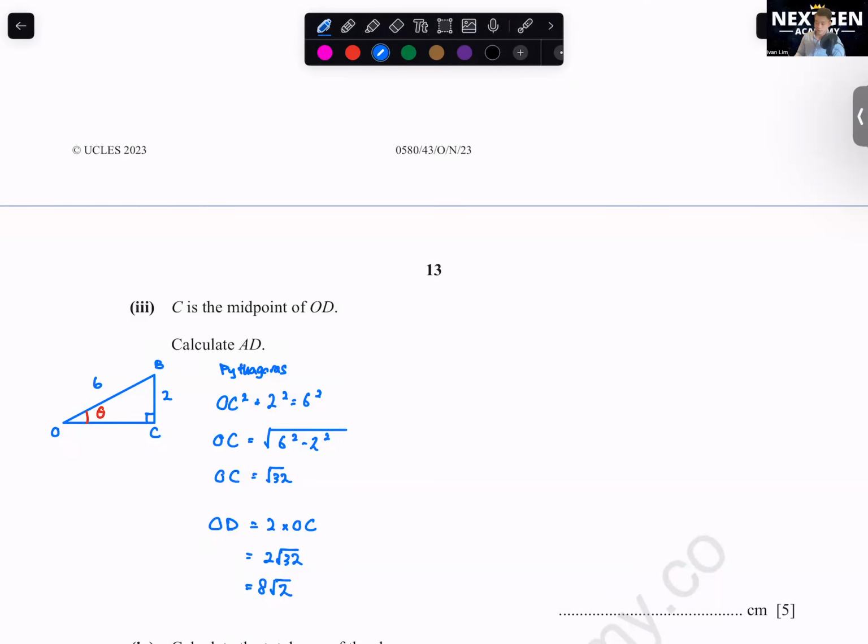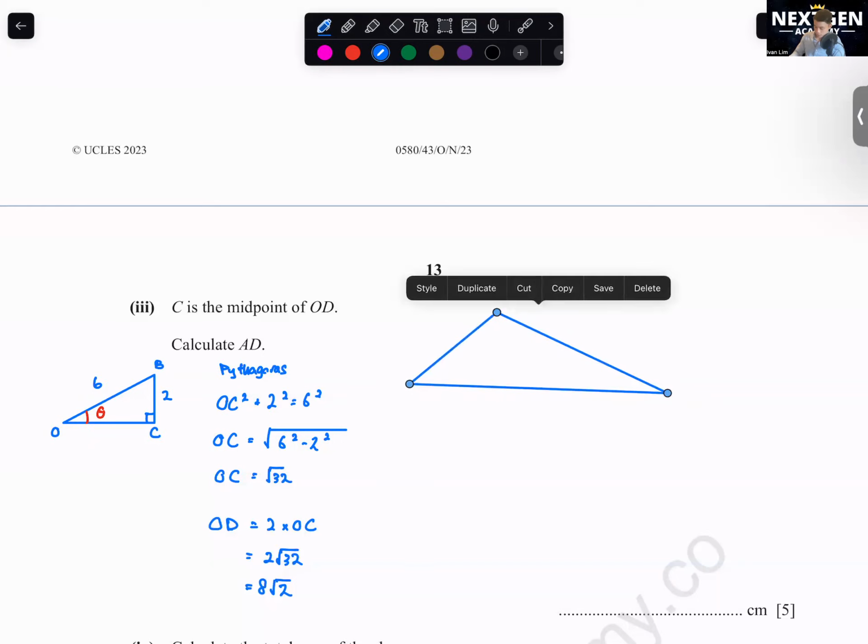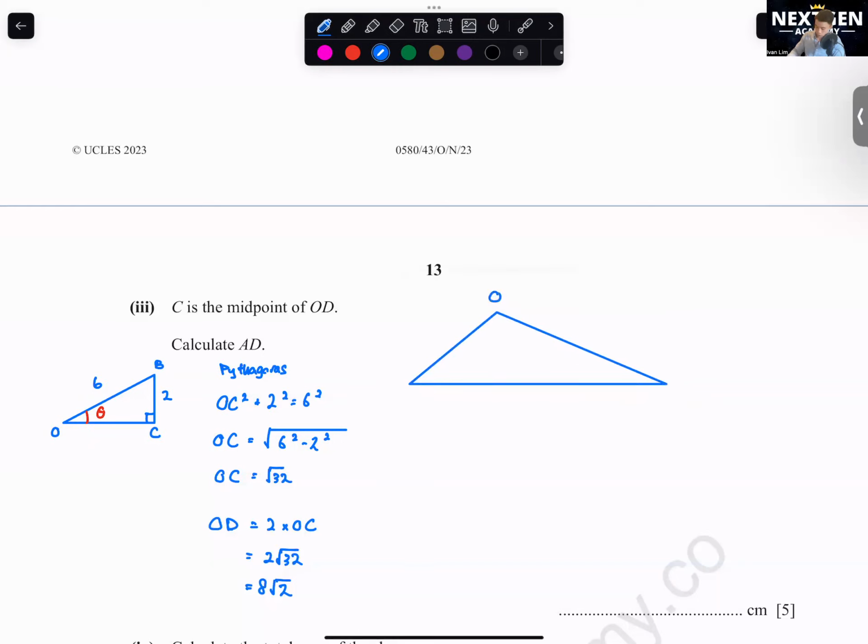Okay, the next one, they want you to find AD. How do I find AD? We are going to use this big triangle here like that. Okay, draw it out first. OAD. This is 135 degrees. This one is 6 cm. This one is 8 root 2. They want us to find AD. Okay, what formula do we use? We have a crocodile mouth.